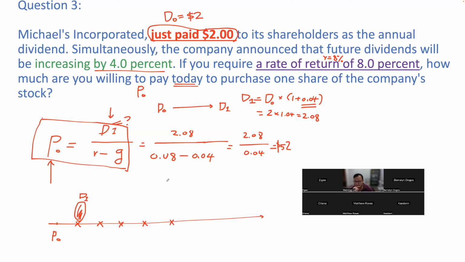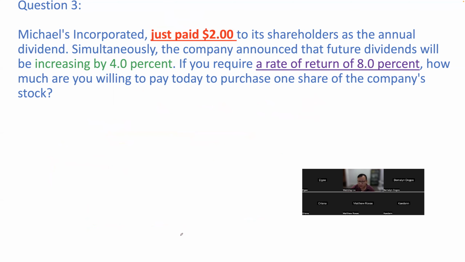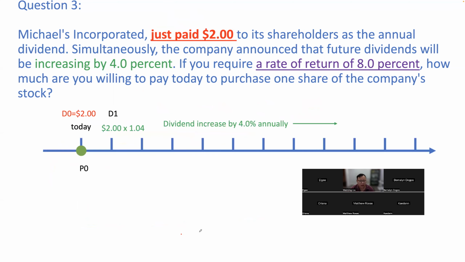So no question, I'm going to move forward. I'll show you. You draw a picture like this, and you can label them today: D0, P0, D1. Then that's how you do the calculation.